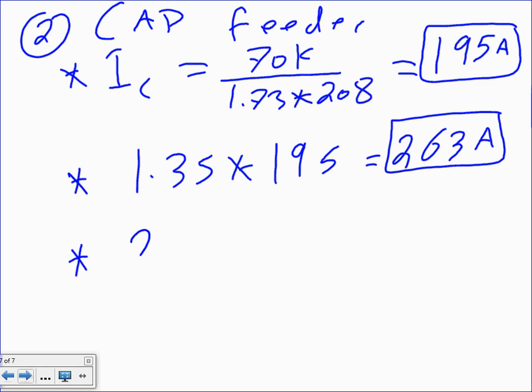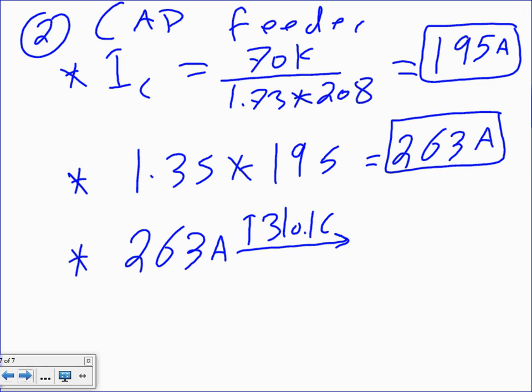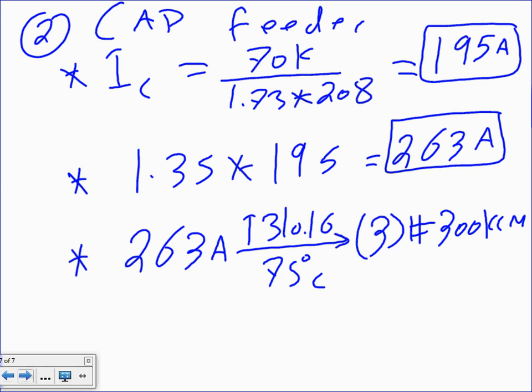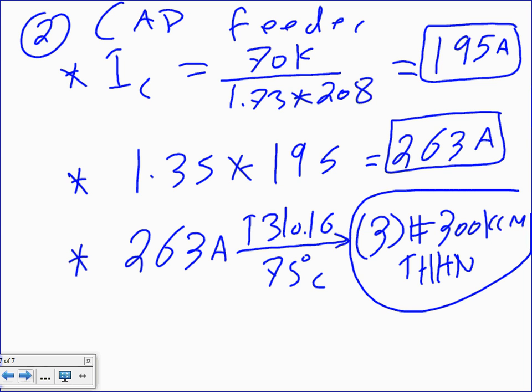Then you take the 263 amps to table 310.16 under the 75-degree column. What do you guys get? Number 250? 300? Okay. So how many conductors though? 3 conductors, number 300 kcmil THHN, unless you are asked otherwise.